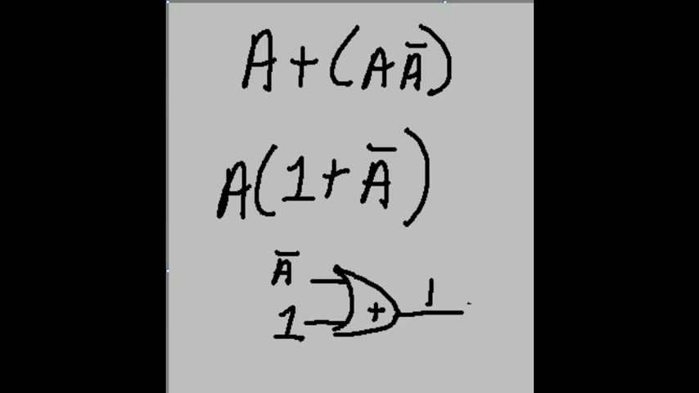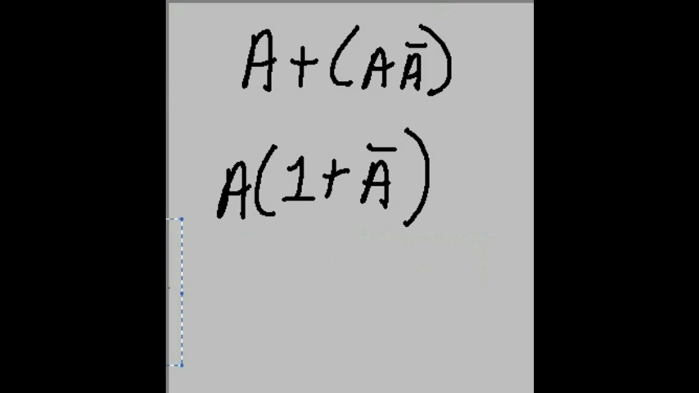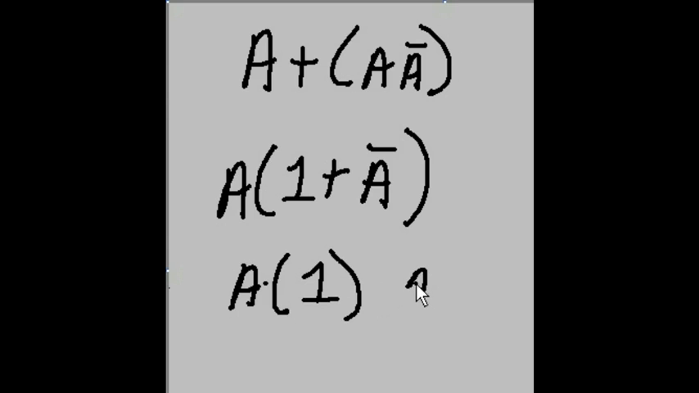Wow. So now, this simplifies to A ORed with A ANDed with 1. Now, wait a minute. If you have an A and a 1 here, and you AND anything with a 1, what is your output always going to be?